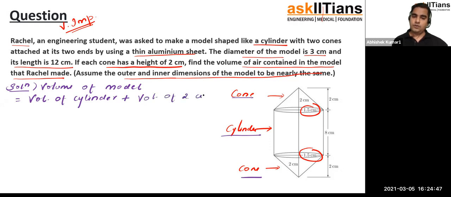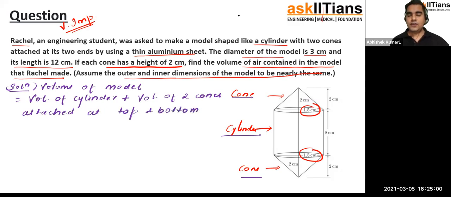Volume of two cones attached at top and bottom. Okay. Now the best part is both the cones that you have, they have got the same height. You can see both of them have 2 centimeter as their height, and also both of them have the same radii. And because both of them have the same height and same radii, their volume is also going to be the same.